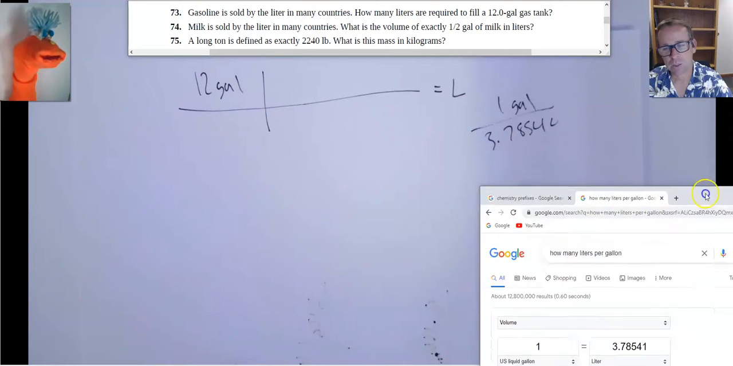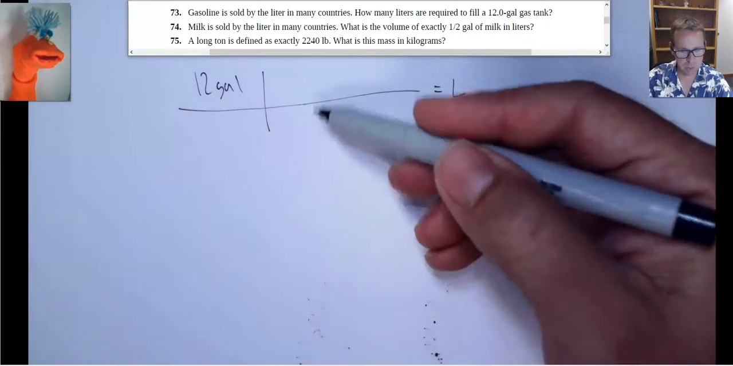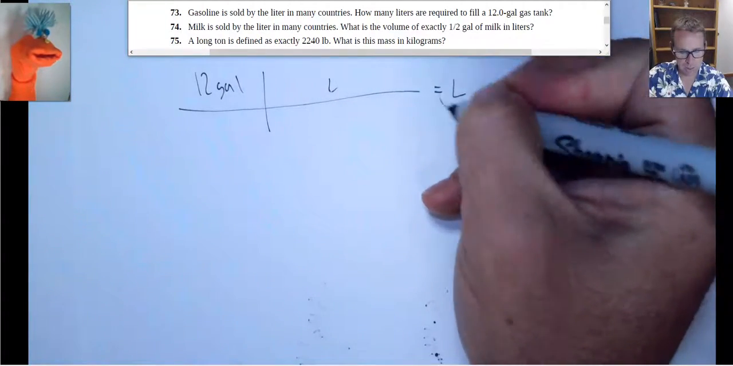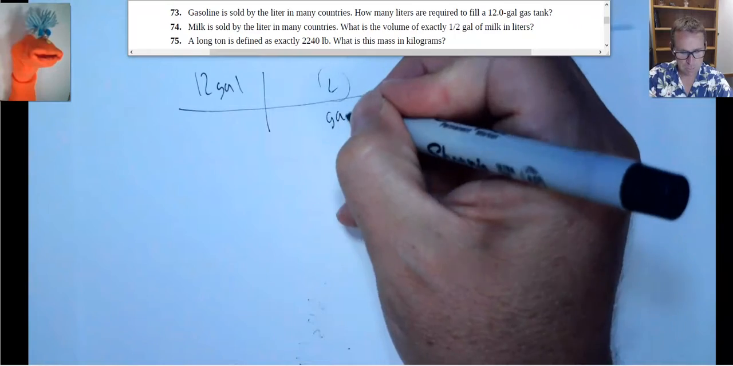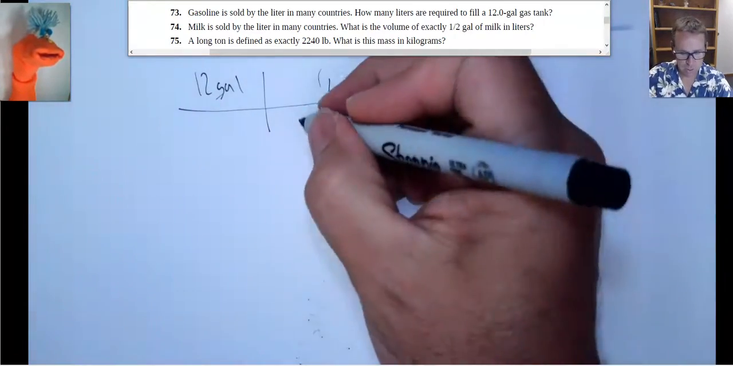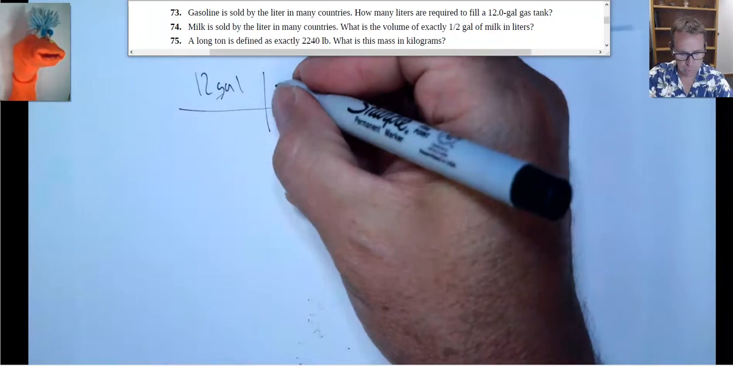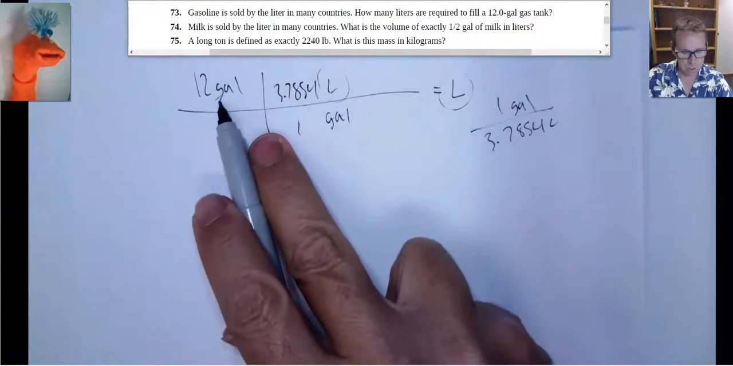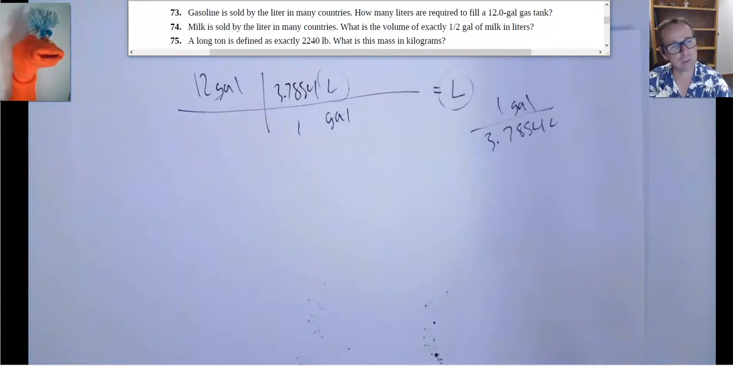Okay, I want my liters to be on top or bottom? On top. I want my liters on top because they need to end up as the units, with gallons on the bottom so that they can cancel out when they divide out. So 1 gallon, 3.7854 liters. So 3.7854 times 12 will be your answer.